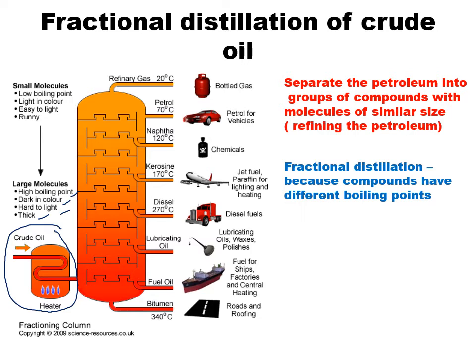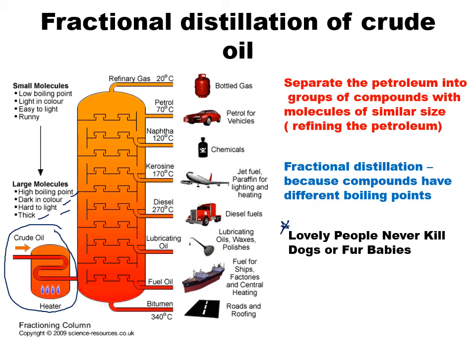And then you have the fuel oil. Fuel oil can be used as fuel for ships, factories, and central heating. And the last one, we have the bitumen, which we use for making roads or roofing. All of these fractions and their sequence in the fractionating column, you need to memorize them. How do you memorize them? You can use this formula: lovely people never kill dogs or fur babies.